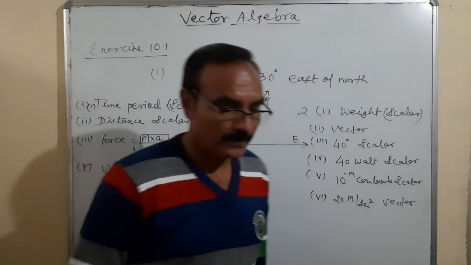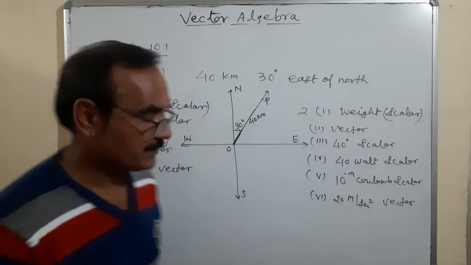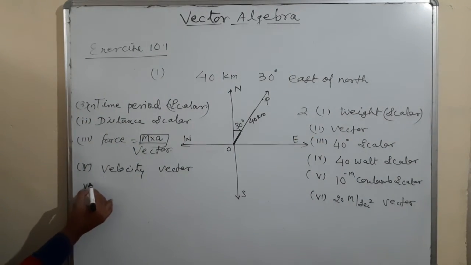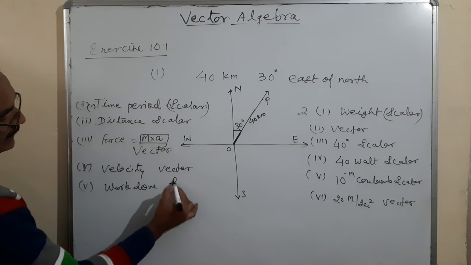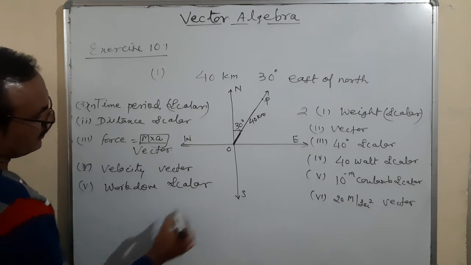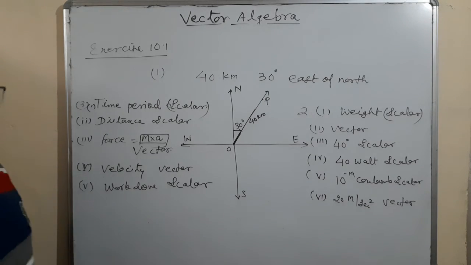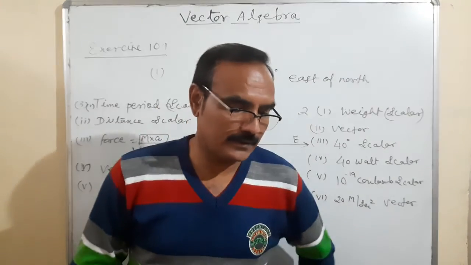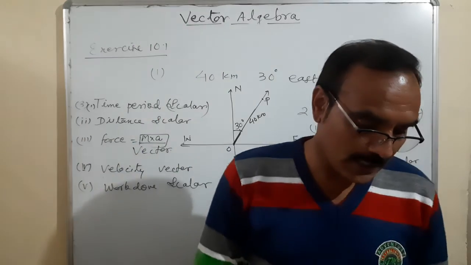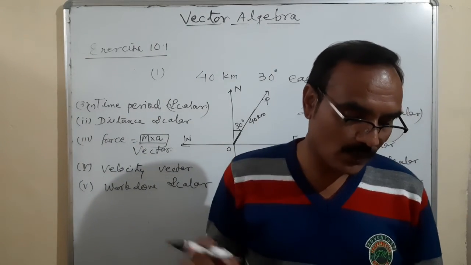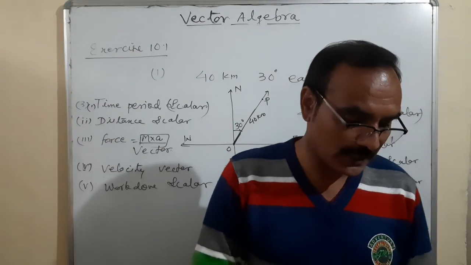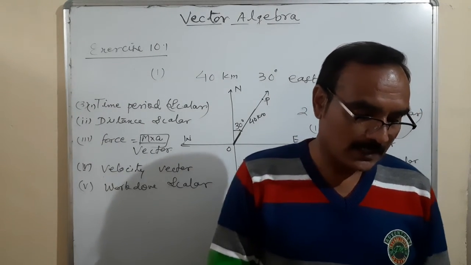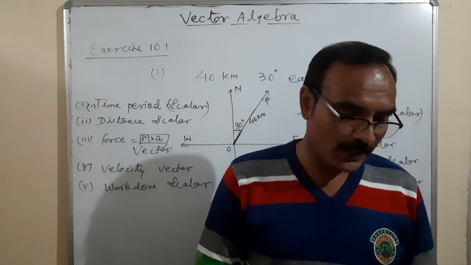Displacement with time, vector. And work done is scalar. Okay. Work done is scalar. Right. So these are the classification, because in our term only magnitude is there, direction is not there. So these are the classification of the vector and scalar quantity.